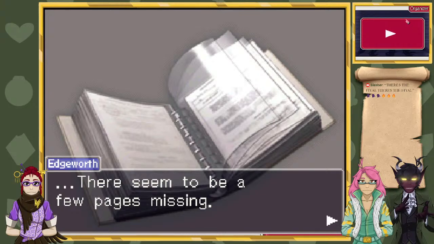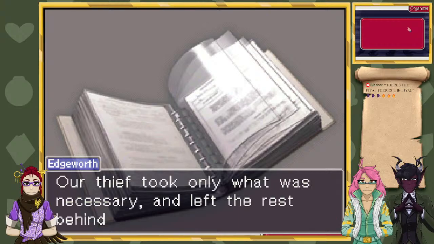There seems to be a few pages missing. A thief took only what was necessary, and left the rest behind.